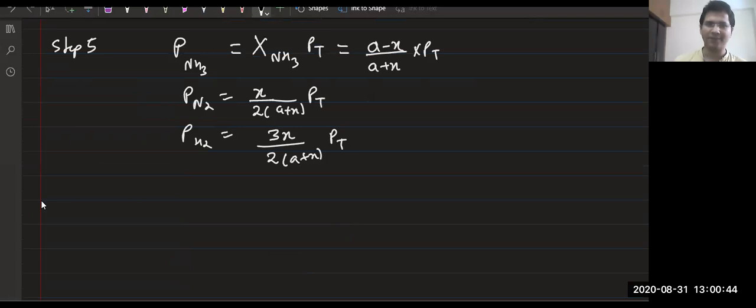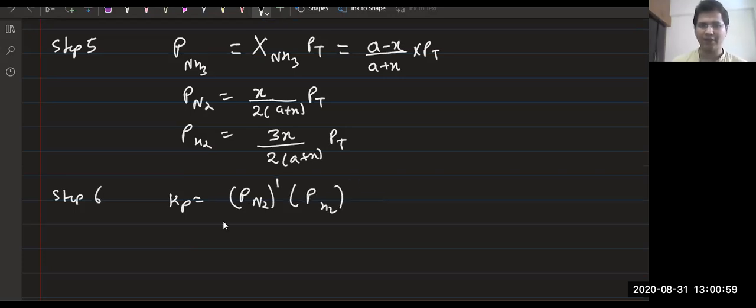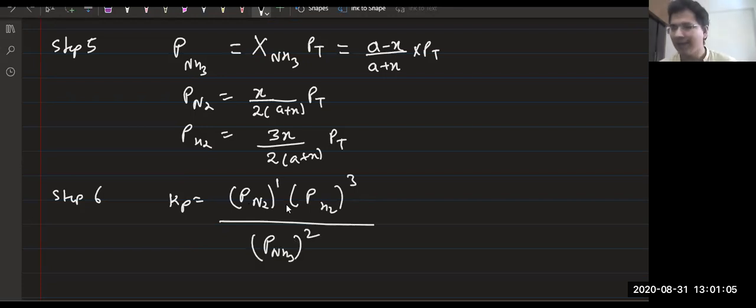Now step 6, which is the last step: just put in the formula. Partial pressure of N2 to the power 1 into partial pressure of H2 to the power 3, divided by partial pressure of NH3 to the power 2. Just put these values here and you will get Kp. Since here I'm taking the terms, not the values, it seems a bit complex, but you would be given values. Understood how to find Kp and Kc for any given reaction?